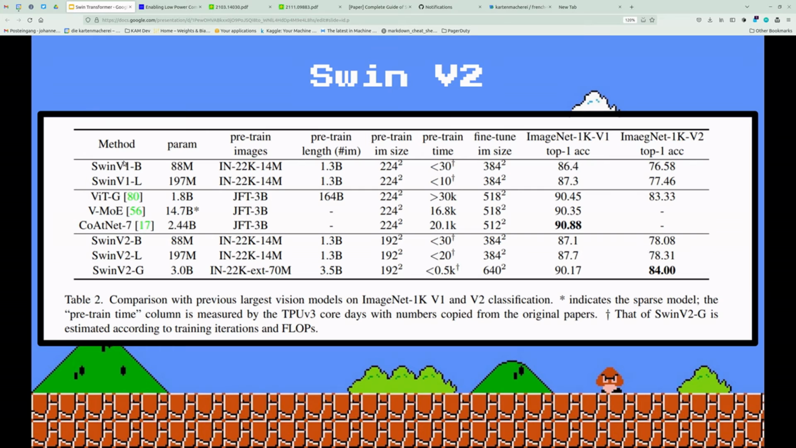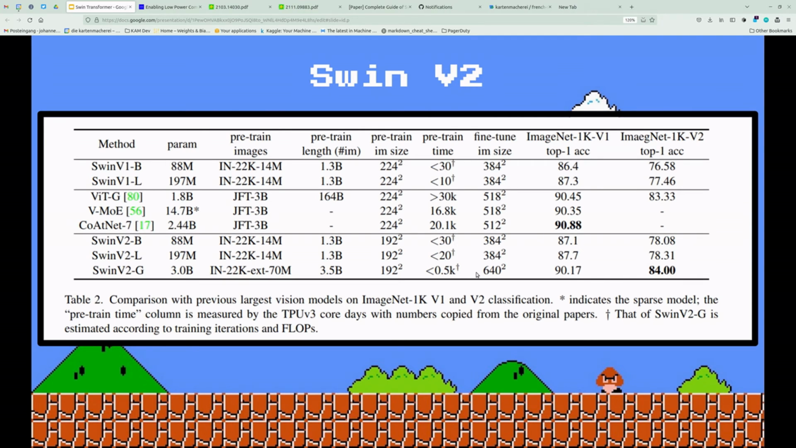And you can see the Swin version 1 up here in the big and large models, and the Swin version 2, big, large, and the giant one. Here you see 3 billion parameters, right? And in between something like the WIT G and some others. And we can note that this giant model is the best, also better than the WIT giant one, with 84% top one accuracy here on the ImageNet 1K V2 dataset.